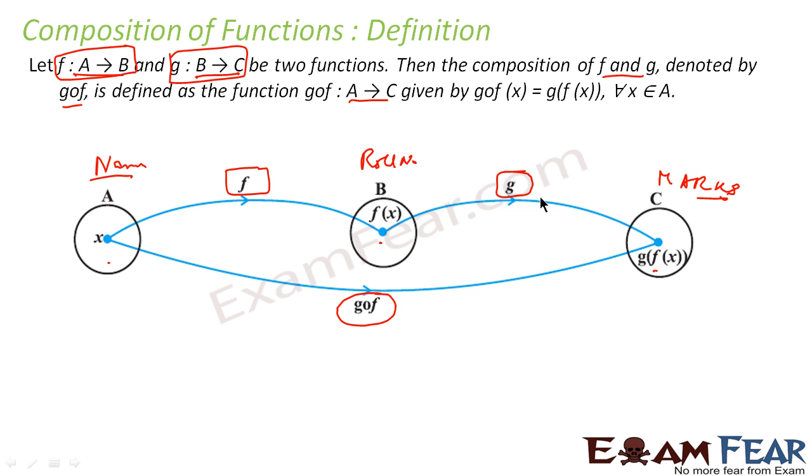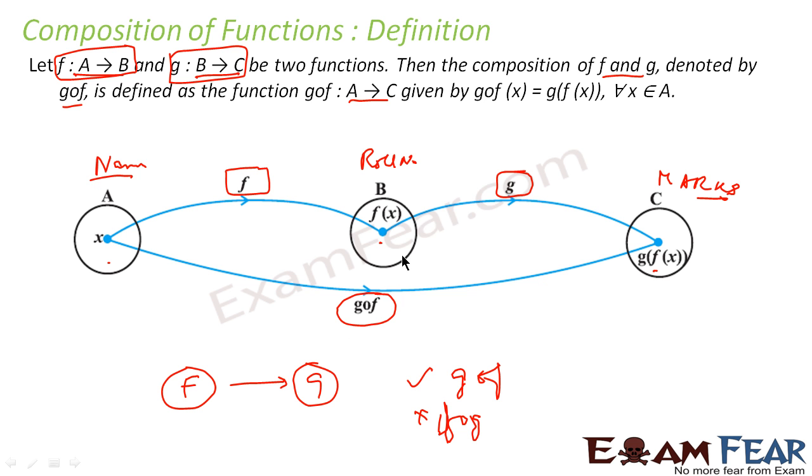Please remember, it is read from the backward direction. The first function was f, and then whatever you got you put into g. So the function reads g of f. It is not f of g. This is gof. Please note, it is in the backward direction. The first function was f, the next was g. The function will become g of f, not f of g.